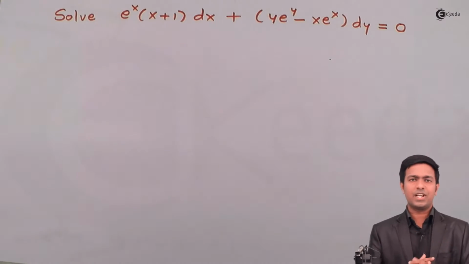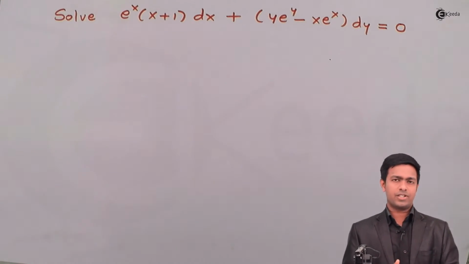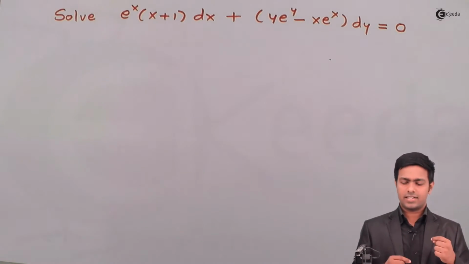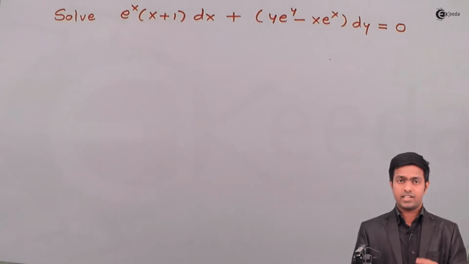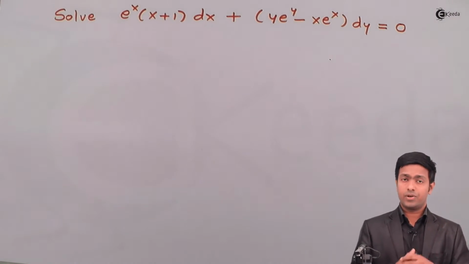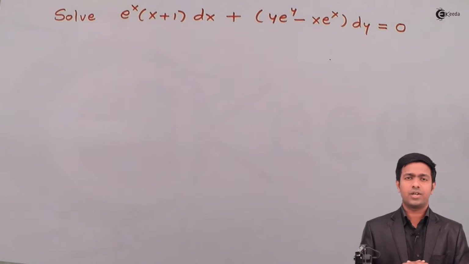To solve the differential equation and get the solution for that. So here we have the equation e^x (x + 1) dx + (y e^y - x e^x) dy = 0. Now the question is how to get the solution for this differential equation.